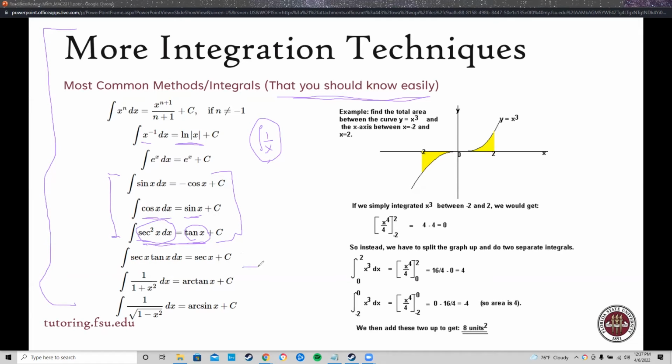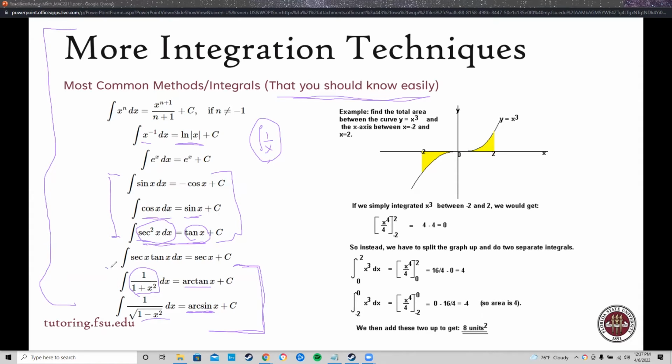Down here are less used, but equally important and will come up just as often, which is sad because I definitely don't memorize these as well as the other ones. But right here, 1 over 1 plus x squared is the derivative of an arctangent, or similarly, 1 over the square root of 1 minus x squared is the derivative of arcsine.